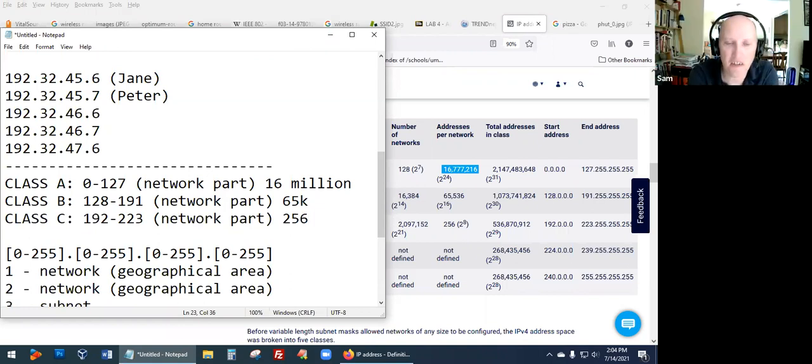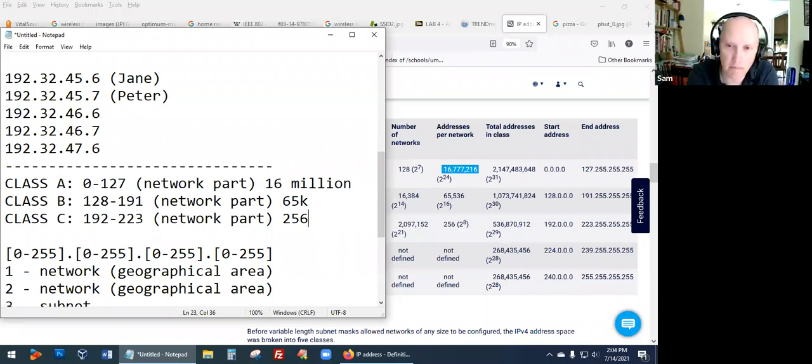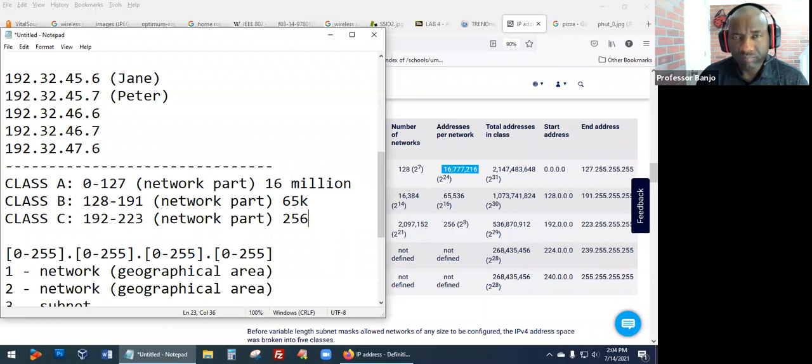So these classes are single networks, is that what you're saying? What do you mean by single network? These represent collections of single networks. The government must have multiple networks.